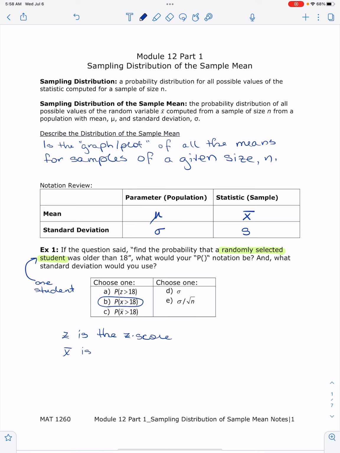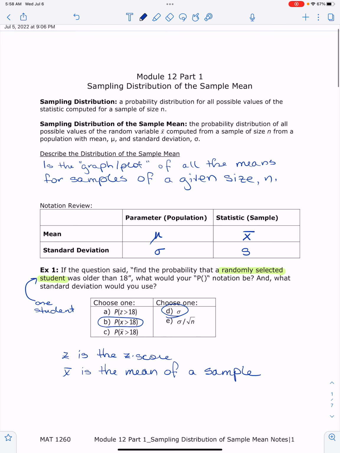X bar is the mean of a sample. As far as the standard deviation, we're going to choose D, just sigma. That's what we've been using. E should look somewhat familiar. I mean, you recognize the symbols, but that is not anything that we have used yet.